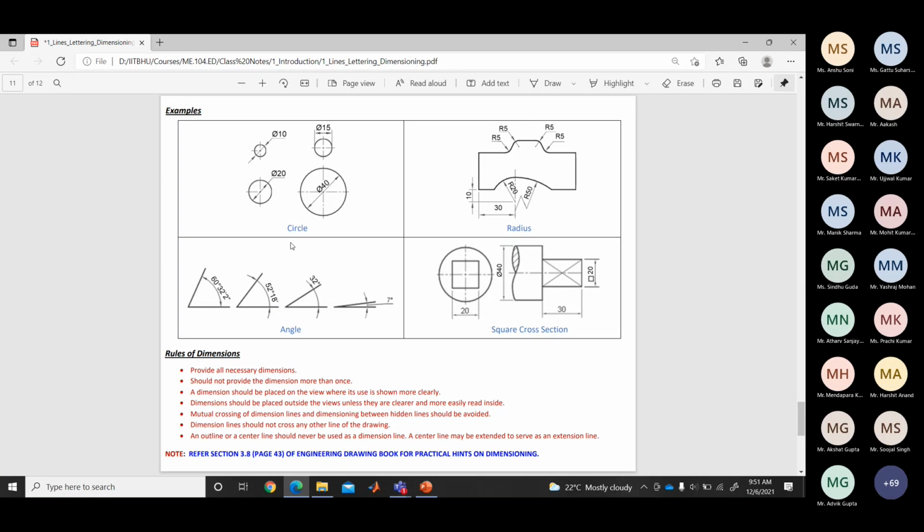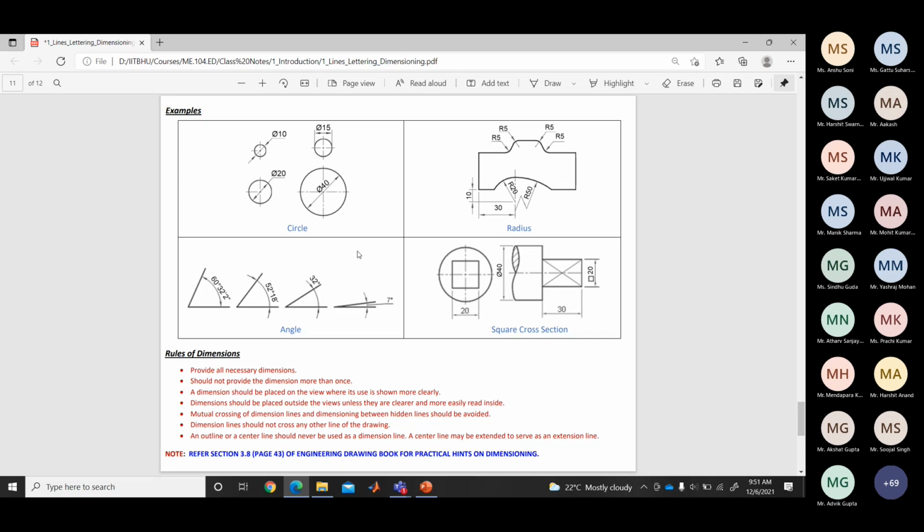So here are some examples given. Circle. All right. Whenever we have the smaller object, for example, we have here 4 different circles of diameter 10, 15, 20, and so on, it is always preferred to provide the dimensions outside the drawing. All right. It is always preferred.